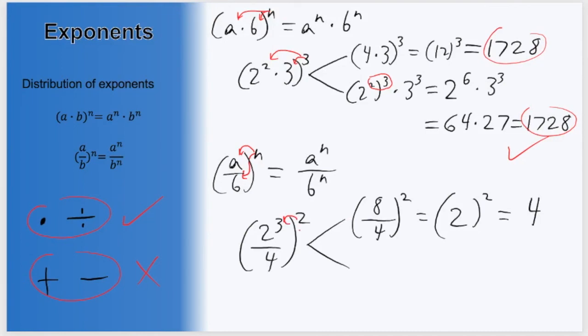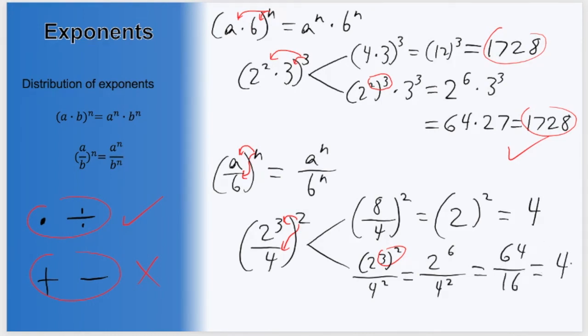Now if we distribute the exponent, we will have 2 cubed to the second power on top and 4 squared on the bottom. Using our power rule again, the 3 and 2 will multiply together, giving us 2 to the 6th on top, still divided by 4 squared. 2 to the 6th will give us 64, and 4 squared will be 16. Doing this division will give us 4 again. These answers match, verifying that our exponent distributes into division.